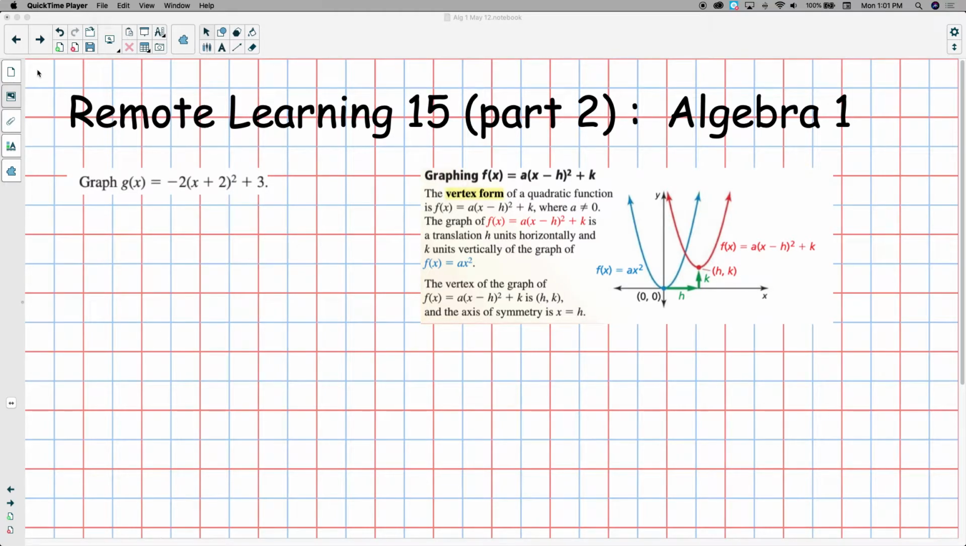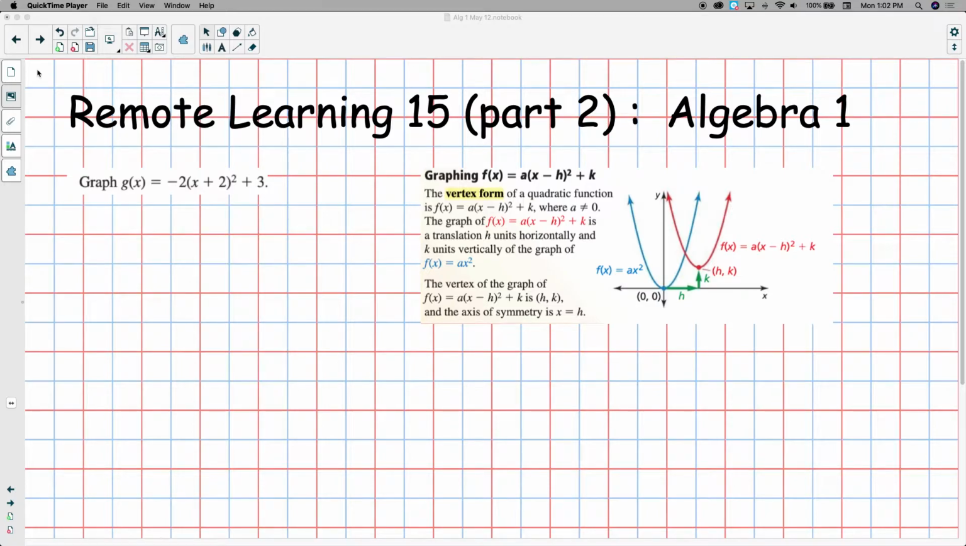Okay, so then let's do Remote Learning 15, Part 2, and I will definitely be using the information from part number 1, which is completing the square, this crazy process of generating a super important algebraic structure known as the binomial square. All right, in part 1, we used the binomial square to then solve the quadratic. And now we're going to use the binomial square for some other purposes.